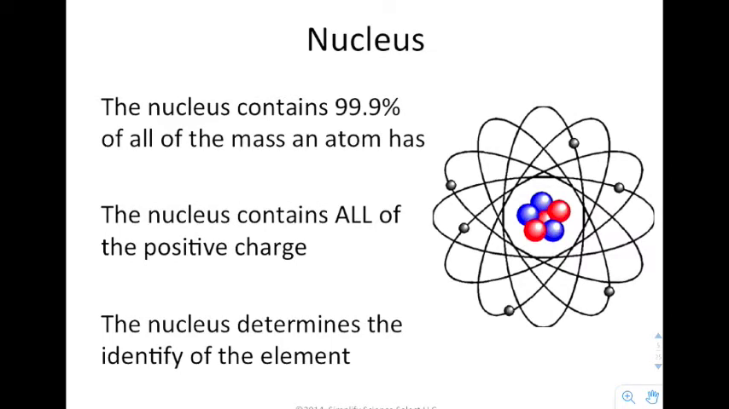So the nucleus. The nucleus contains 99.9% of all the mass an atom has. It's a lot of times compared to the sun. It's the center of mass, it's kind of what everything moves around. But the nucleus is even more massive than our sun when you compare them to the rest of the atom. So this right here is 99.9% of all the mass of the atom. It contains all the positive charge, so the nucleus can be thought of as a single large positive charge. And the nucleus is what determines the identity of the element. That's what makes this lithium as opposed to carbon or nitrogen.